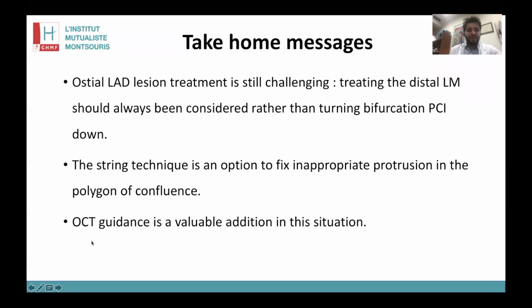So to summarize, ostial LAD lesion treatment is still challenging because treating the distal left main should always be considered rather than turning bifurcation PCI down and only nailing the LAD. I think that using the Megatron was also a good option because it has really nice overexpansion capacities that really helped us in this case. The string technique remains an option to fix inappropriate protrusion in the polygon of confluence. And of course, in this case, the OCT guidance is a very, very valuable addition to help us.